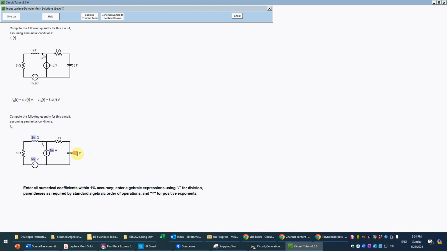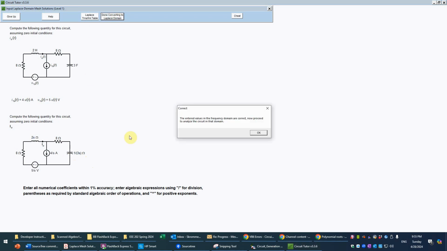And then the capacitor, the impedance will be 1 over SC, so that's going to be 1 over the quantity 3S. And again, parentheses being essential here to make sure that we divide by both the 3 and the S, otherwise we'd be multiplying by S. Okay, so having entered those, we'll click on Converting to Laplace Domain, and those values are correct.